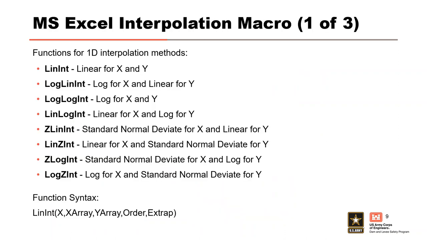One of the tools that we are going to use today, and that is embedded in many of the RMC's spreadsheet tools, is the interpolation macro. The macro contains various user-defined functions that can transform the data and interpolate for us. Functions are available for 1D and 2D situations. For the 1D interpolation, there are 8 different functions available for the different scenarios you might run into. The syntax for the formula is shown here at the bottom.